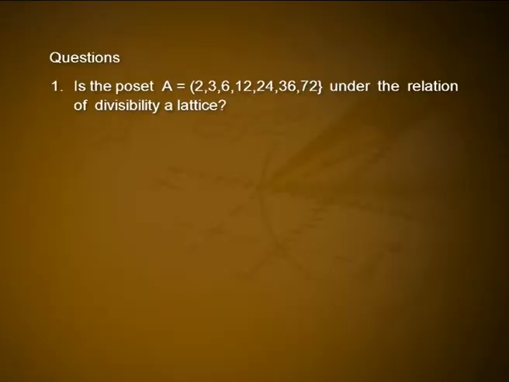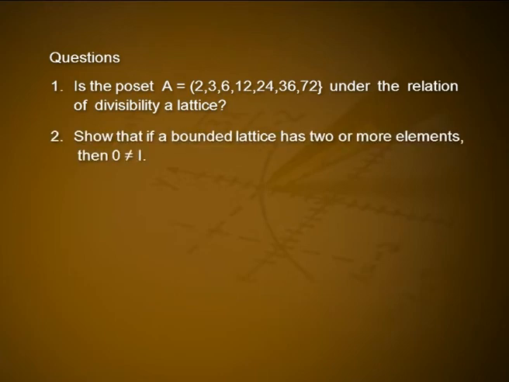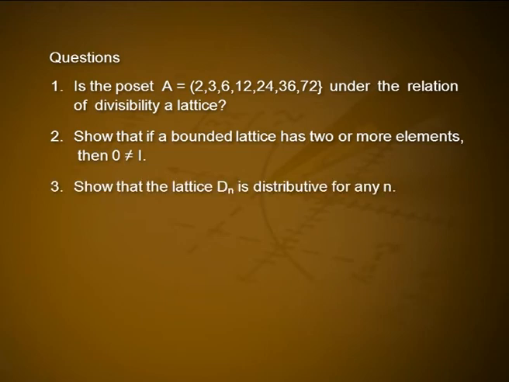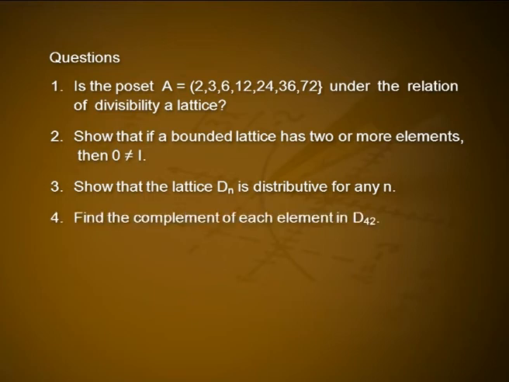Here are some questions which are provided for testing yourself. First one, is the poset A equal to the set 2, 3, 6, 12, 24, 36 and 72 under the relation of divisibility a lattice? Second one, show that if a bounded lattice has 2 or more elements, then 0 is not equal to I. Third one, show that the lattice Dn is distributive for any n. Fourth one, find the complement of each element in D42.